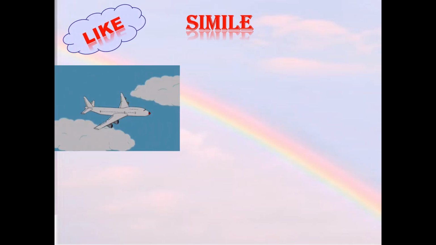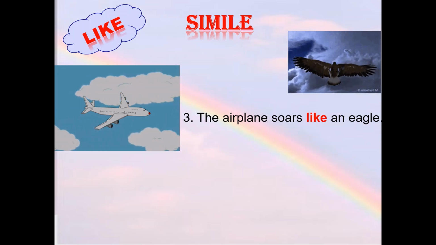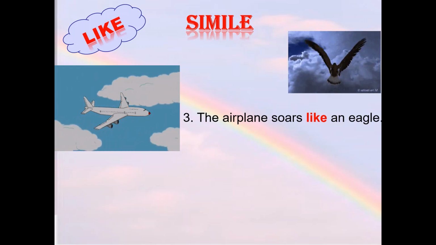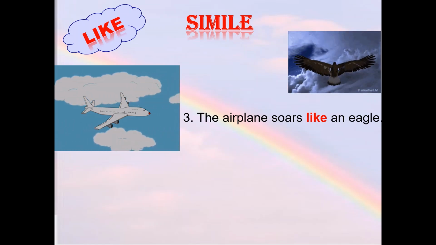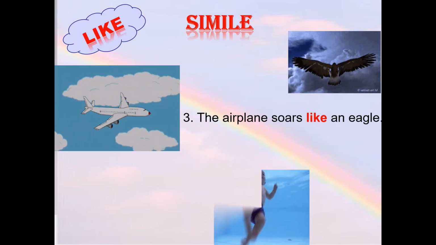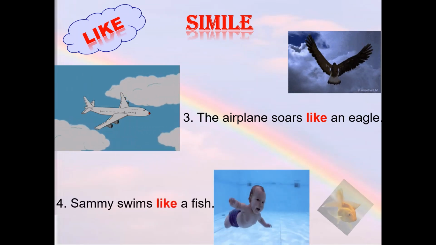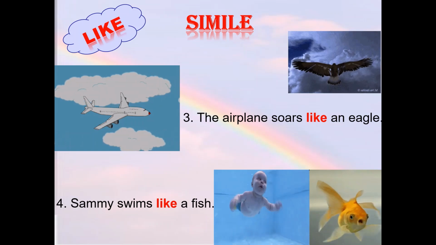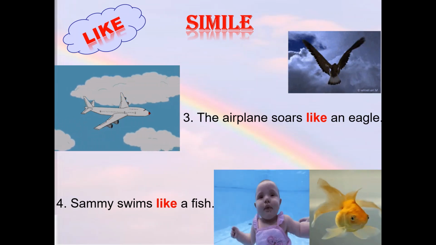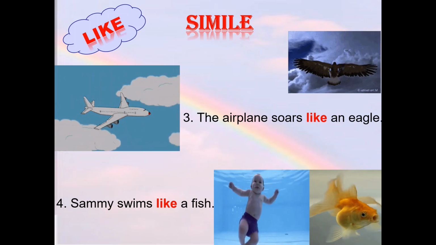The airplane soars like an eagle. In this sentence, the flight of an airplane is compared to the flight of an eagle, and we use the word like to compare them. Let us take another example. Sammy swims like a fish. Can you guess what is Sammy swimming compared to? Yes, her swimming is compared to a fish. I hope students, the concept of simile is clear to you all.